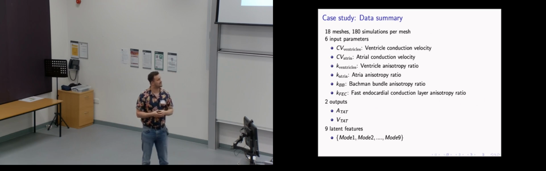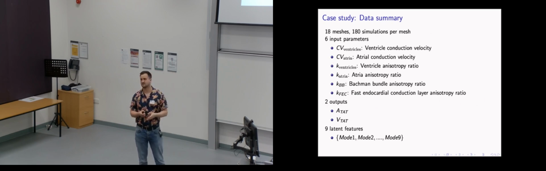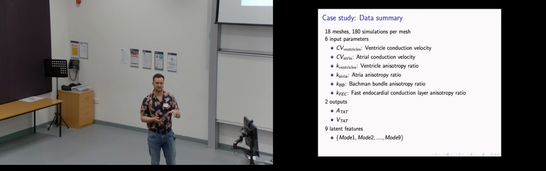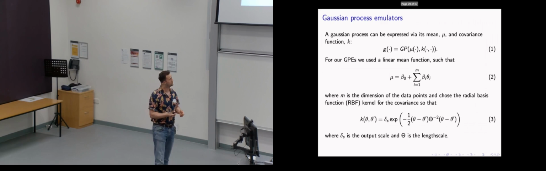So a little summary of our data. We've got 18 meshes, 180 simulations per mesh, varying our 6 input parameters. We've got 2 outputs: the total activation time over the ventricles and the atria. And we've got these 9 latent features, mode 1 to mode 9, which uniquely describe each mesh.